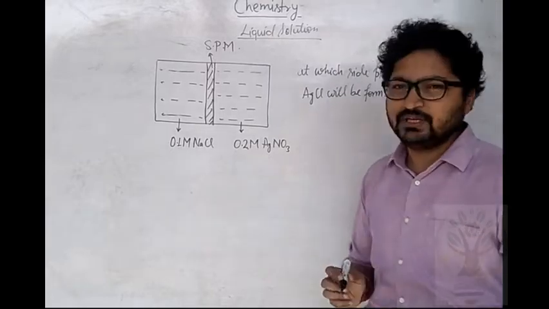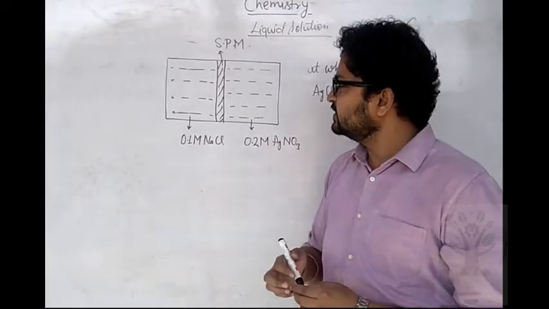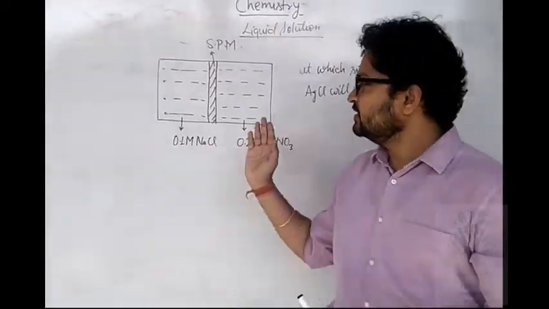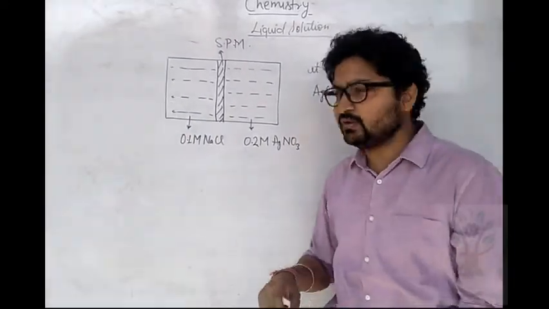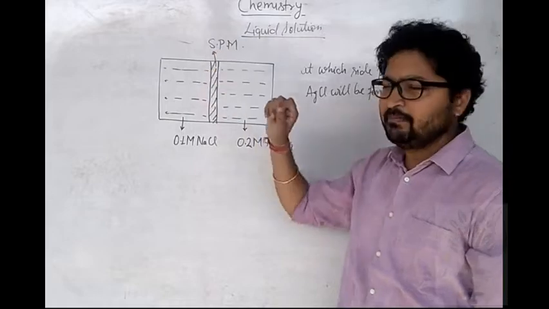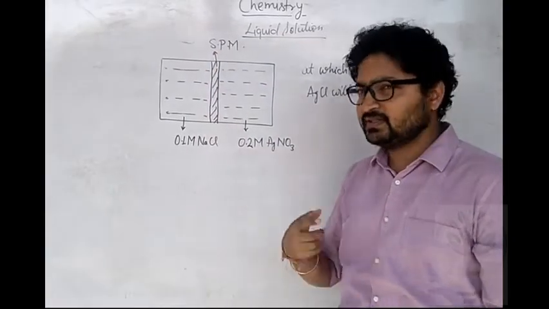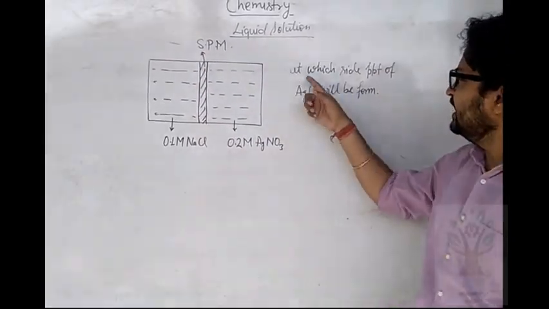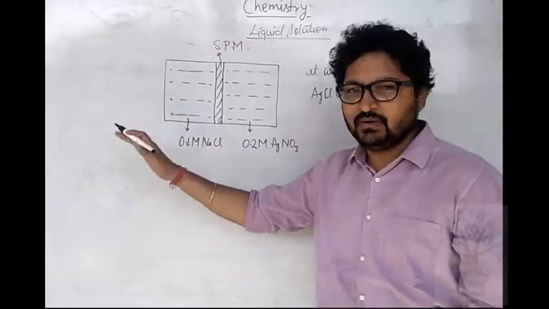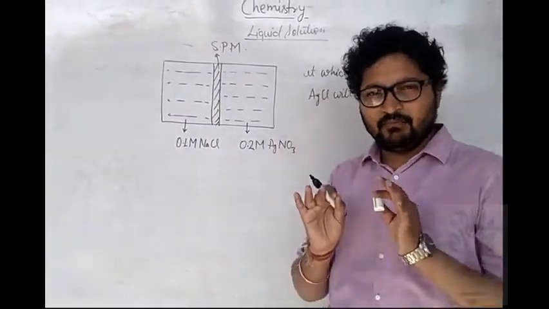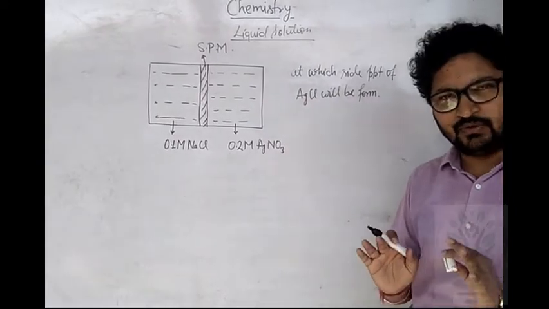Again, I am repeating the question. If we have this container in which one side we have 0.1 molar NaCl, one side we have 0.2 molar AgNO3, and in the middle we have placed a SPM, semi-permeable membrane. Question is, at which side precipitate of AgCl will be formed? Whether it will be on left side or right side. Pause the screen. Try to solve this question on your own.